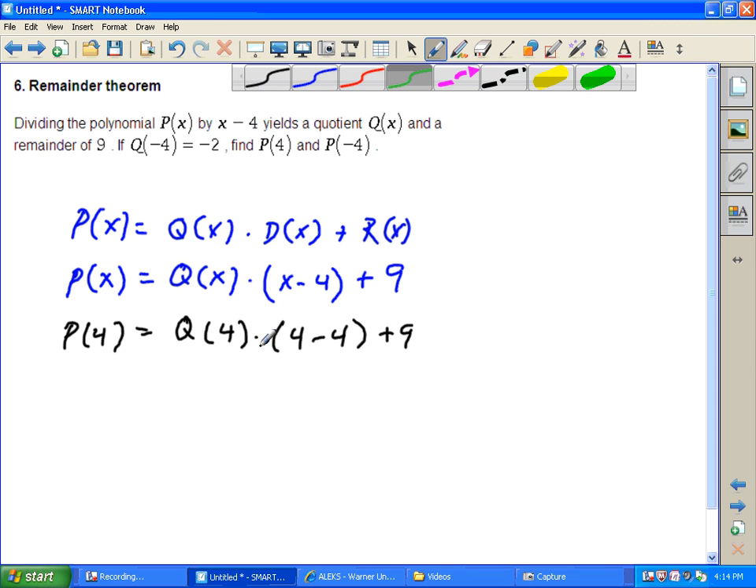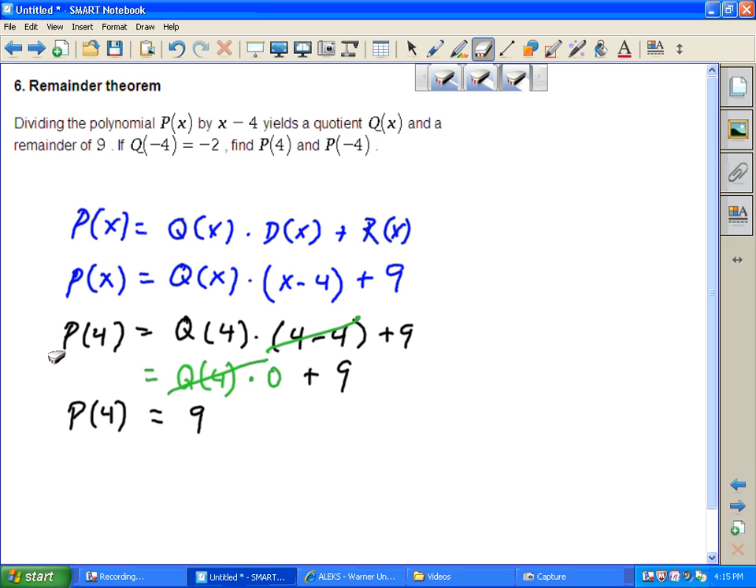Okay. And what do I see? I actually see a 4 minus 4 here, which makes me happy because 4 minus 4 is 0, and q of 4, no matter what it is, times 0 is 0. That was very musical. Plus 9 is 9. So p of 4 is 9. And we know that just based on that limited information we did have.